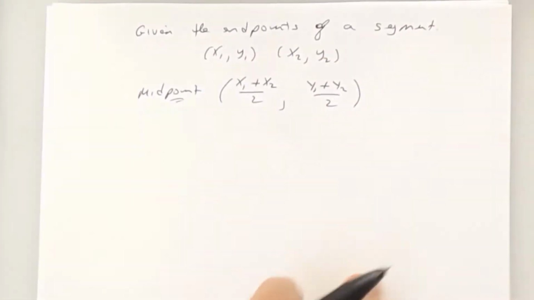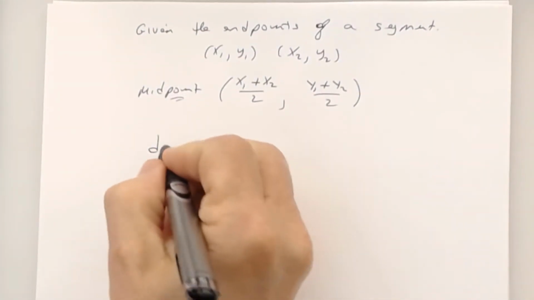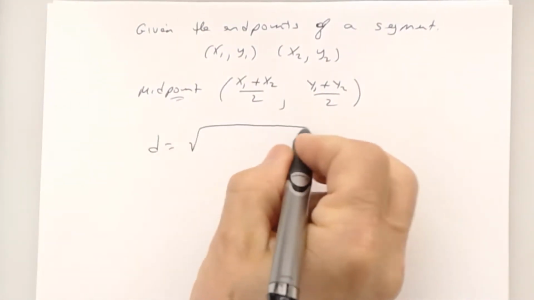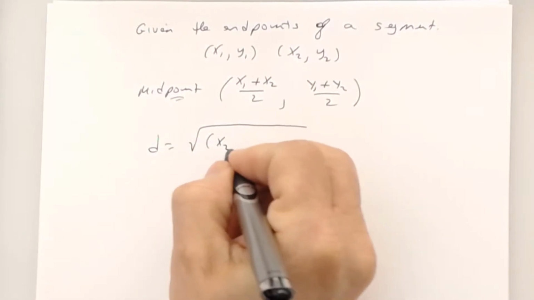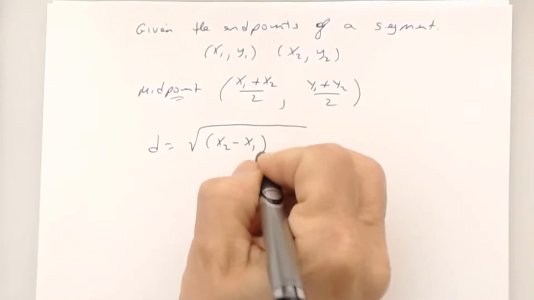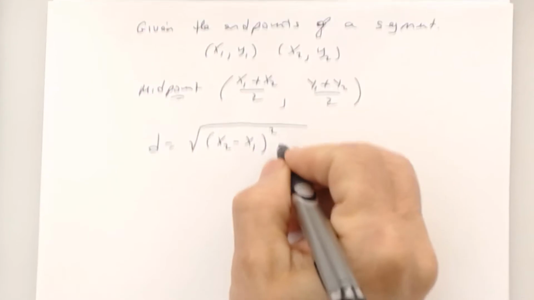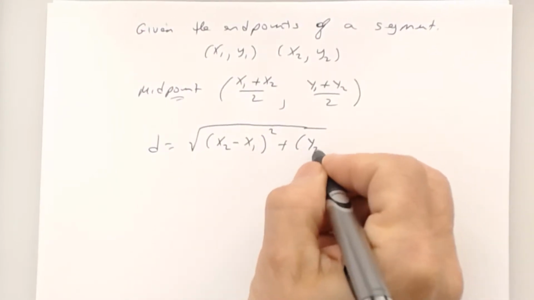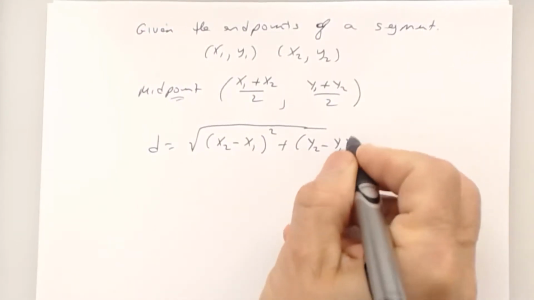And then we saw that the distance is given by the square root of, and then you subtract your x's from each other, and I do what to that? Square them. And then you subtract your y's from each other, and you square.